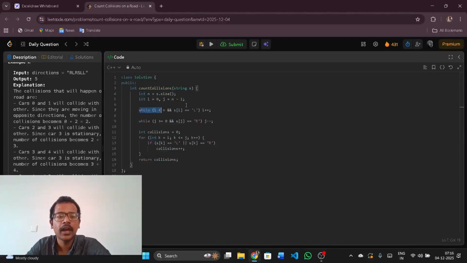I did the same thing. I just skipped all the L's in the beginning. I just skipped all the R's at the end. And I started from k is equal to i, k is less than or equal to j. If S of k is equal to L or R, I'll just increment the answer, or the collisions, and return the collisions at the end.